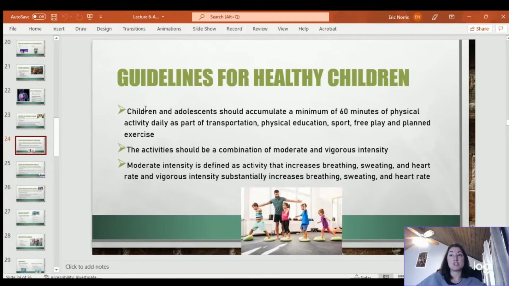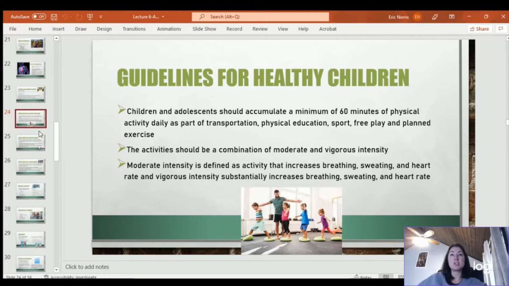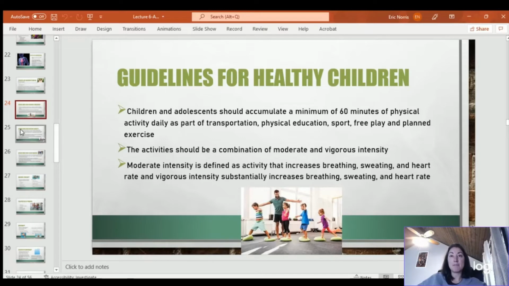Guidelines for healthy children. Children and adolescents should accumulate a minimum of 1 hour of physical activity every day, as just moving around, PE, sports, free play, planned exercise, all of that combines to go into their 1 hour a day. These activities should combine moderate and vigorous intensity activities. The moderate intensity is defined as an activity that increases breathing, sweating, and heart rate. Vigorous activity substantially increases all of those. So kids should be running around and climbing trees and jumping and doing high-intensity things throughout the day.